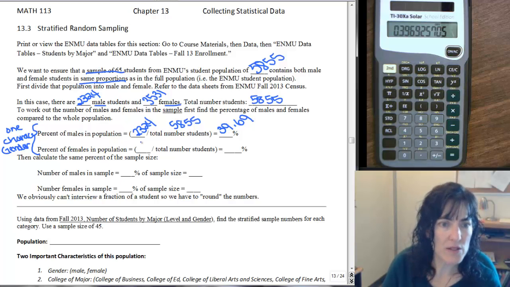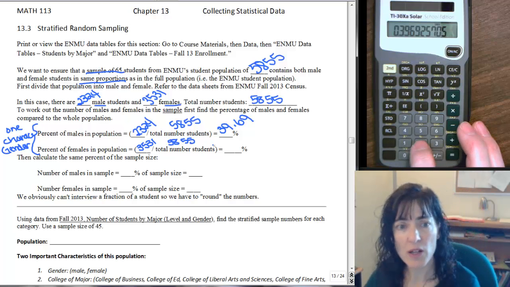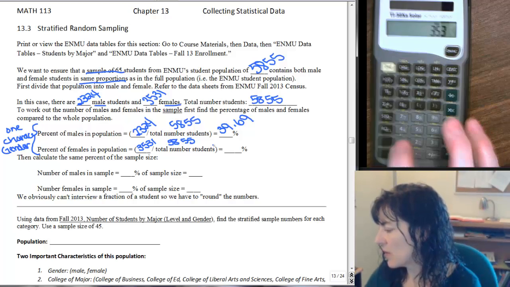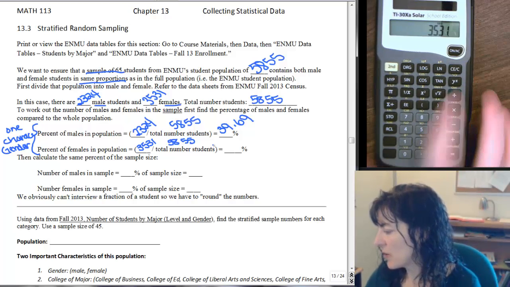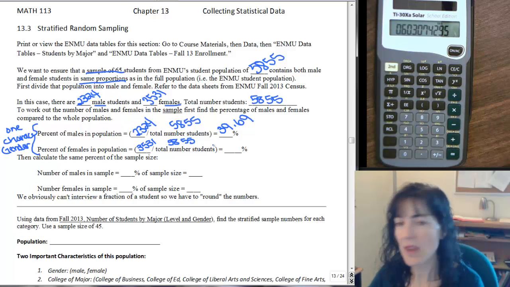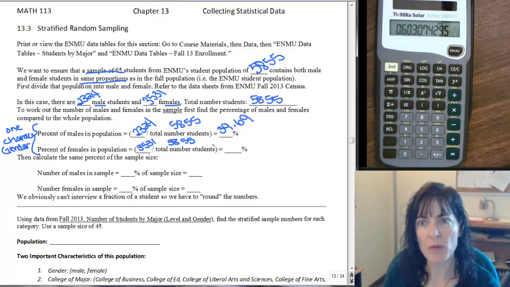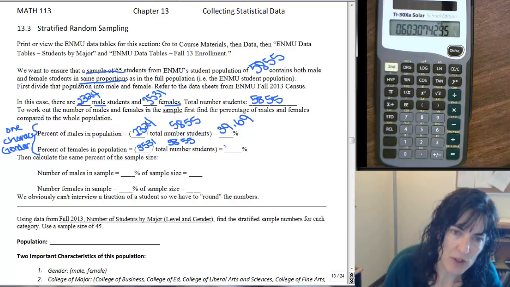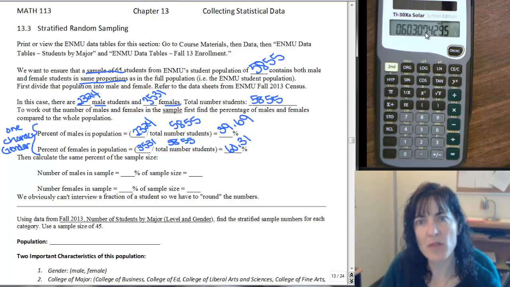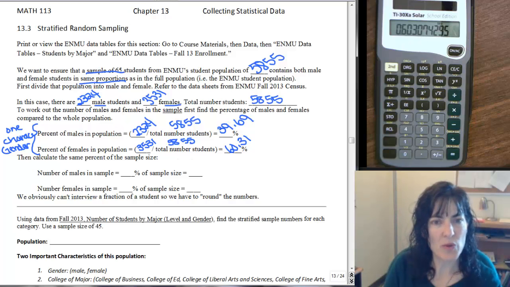Now for females, I have 3,531 out of 5,855, and so I'll type that in, 3,531 divided by 5,855, and so I have 60.307, so it'll turn to 60.31 because that 7 follows, so it's going to make me bump the 0 up to a 1. So there I have 39.69, 60.31.